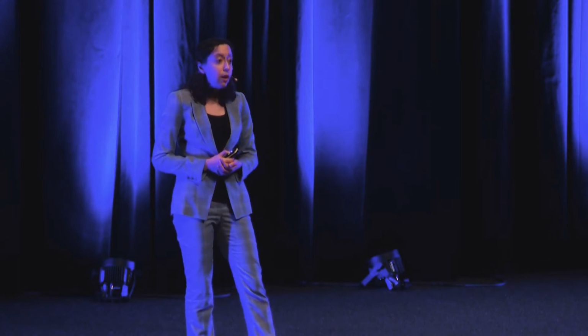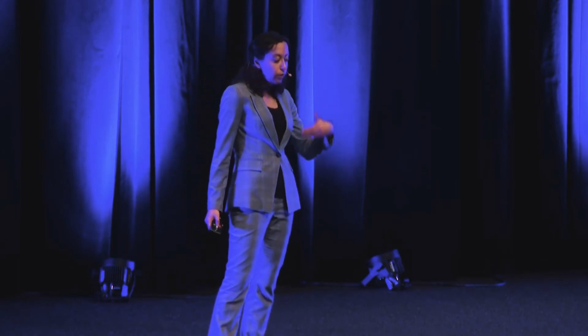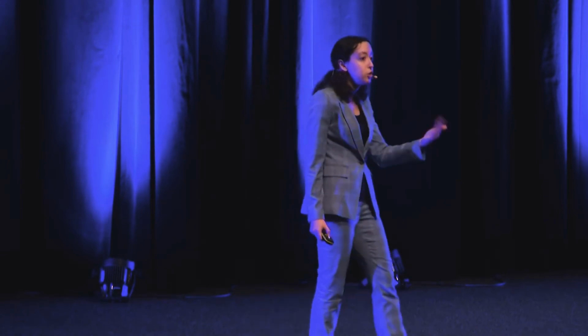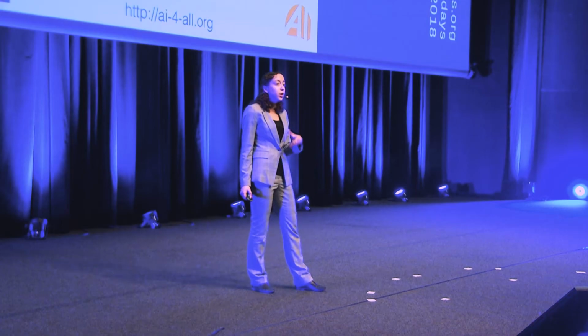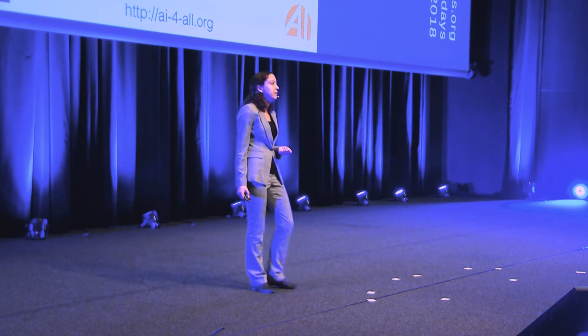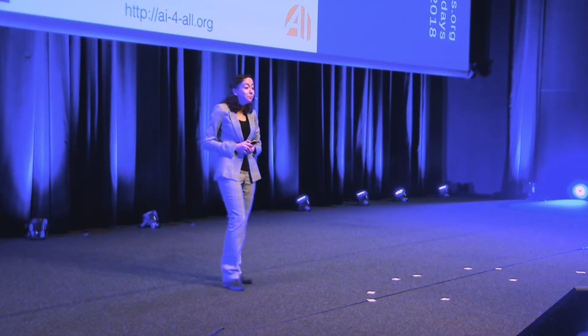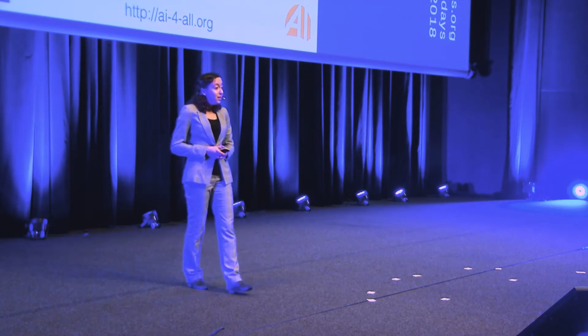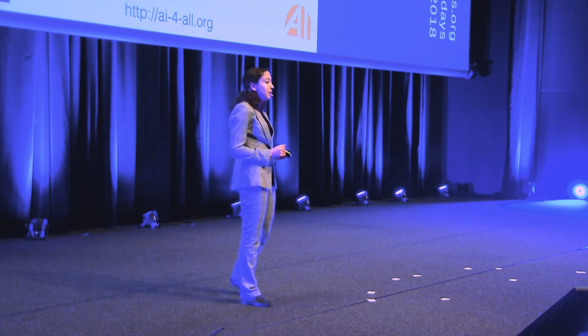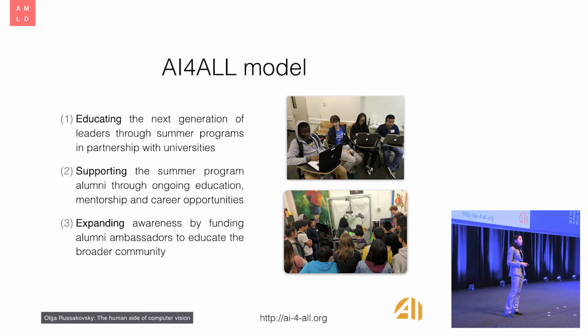What we do at AI for All is try to address all of these things, both exposing students from diverse populations to AI, but also dispelling some of this fear and teaching them about all the wonderful things that AI can do for our world, other than take away all of our jobs and kill us all. So the AI for All model consists of three things. We're educating the next generation of leaders through summer programs in partnership with universities. These are usually programs somewhere between 1 and 3 weeks. We then support the summer program alums through ongoing education, mentorship, and career opportunities, because a 1 to 3 week program is just not enough.